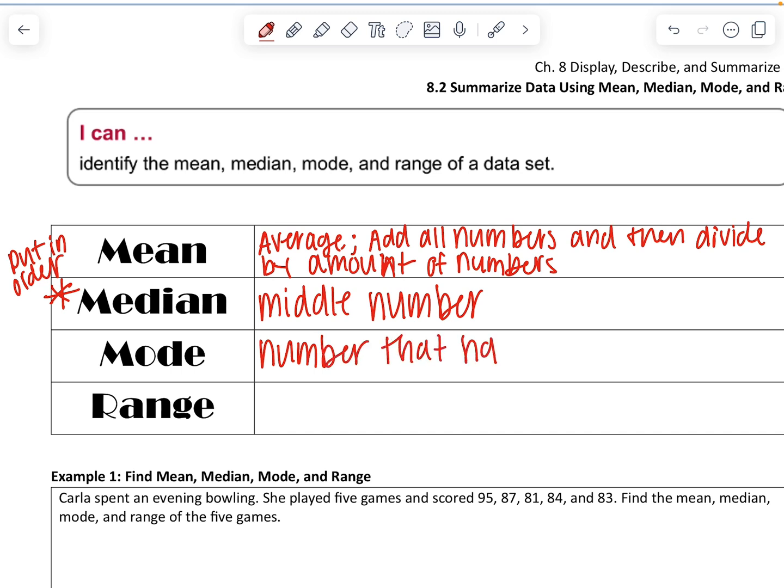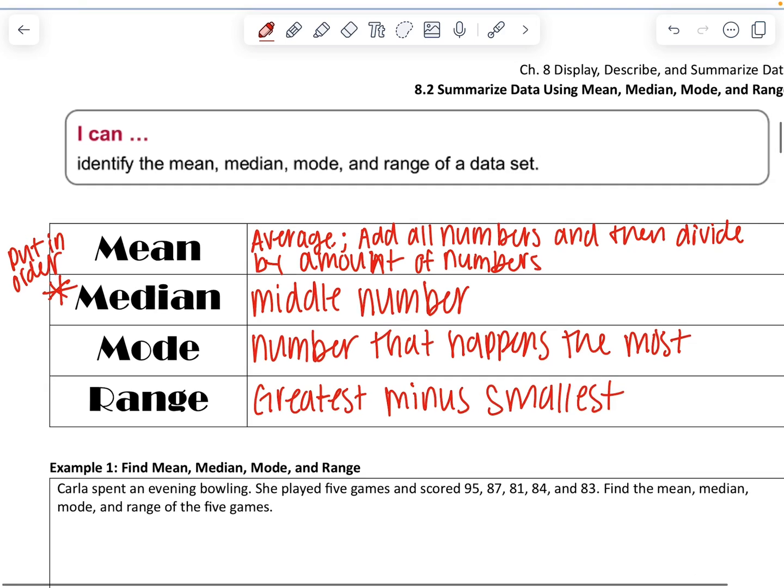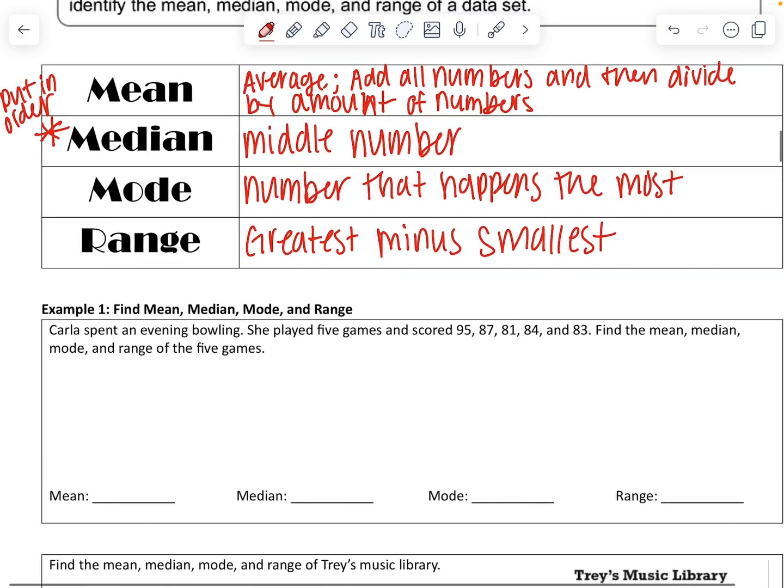The mode is the number that happens the most, or the most popular. Remember, there can be multiple modes, or there can be no mode at all. If every number happens the same amount, then there's not a most popular. And then range is the greatest number minus the smallest. Those are our 4 ways to describe data that we're going to be working with today.